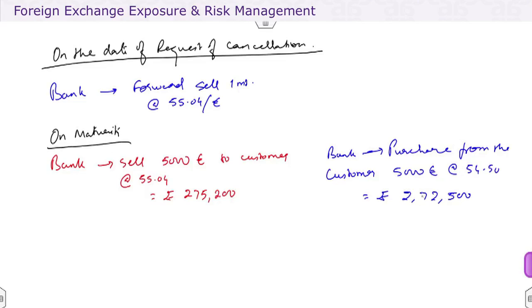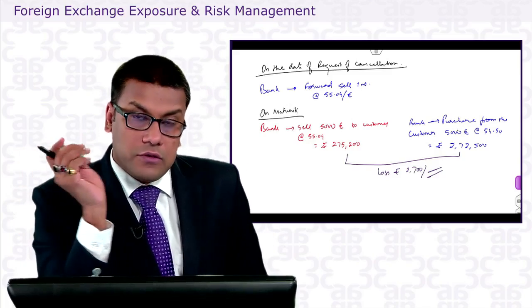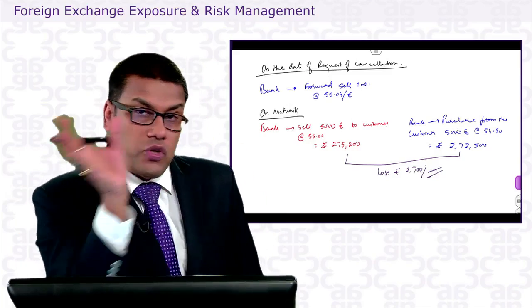So the bank is purchasing low, selling high. So there is a loss. So the loss of rupees is 2,700. So 2,700 is the loss that has happened in this cancellation process. So that has to be borne by the customer. If the customer pays this loss, the contract would be cancelled. So the cancellation settlement all happens on maturity.